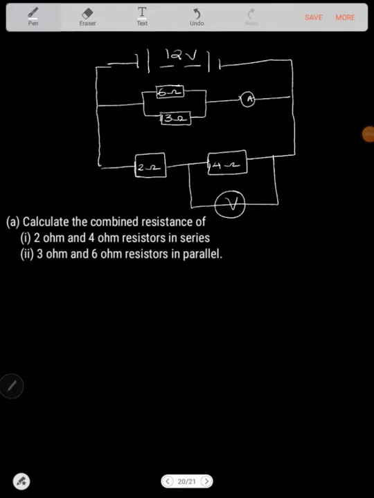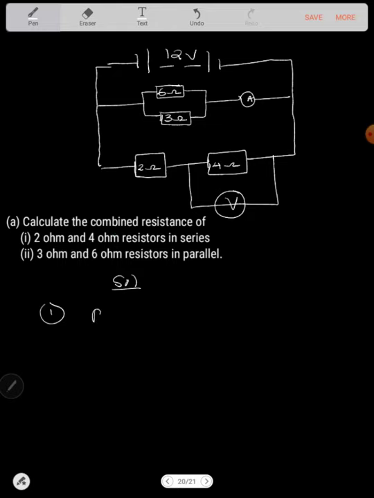So I have a question here for physics, for those who are doing physics or science under electricity. It's a multi-circuit question. This is a circuit diagram which has got 12 volts there, an ammeter and a voltmeter here. Now, calculate the combined resistance of the 2 ohm and the 4 ohm resistor.